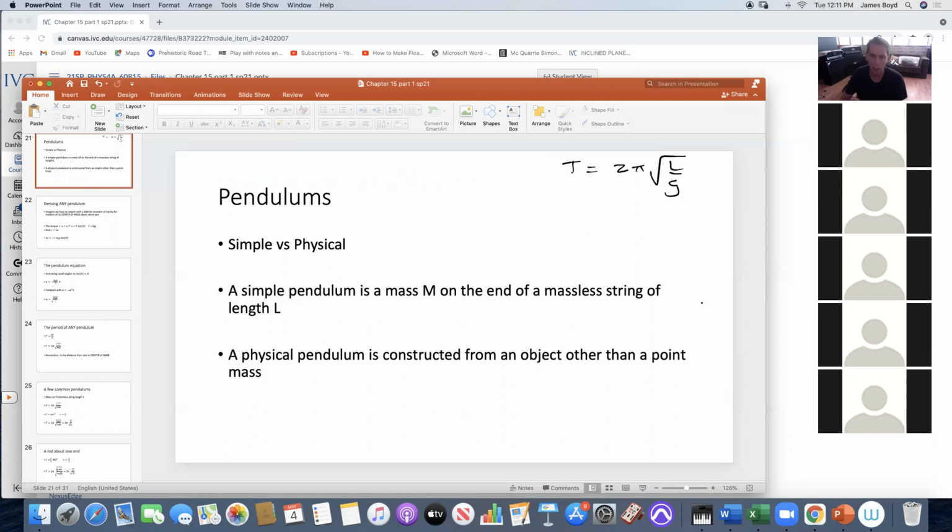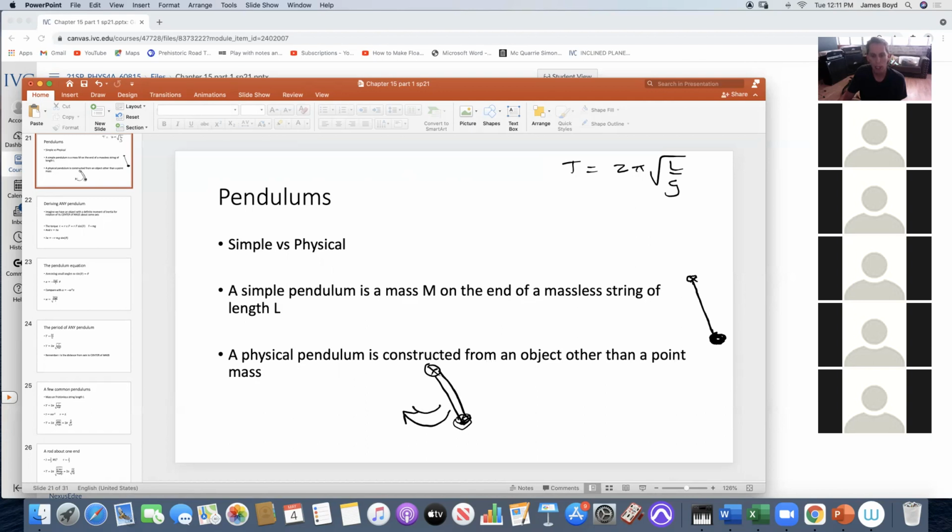A simple pendulum is just a string tied to an axis point with a mass on the end, and you assume that there's no mass to the string. A physical pendulum is any other object that you hook to some axis. It could be a rod. It could be a string that actually has mass. It could be a sphere on the end.